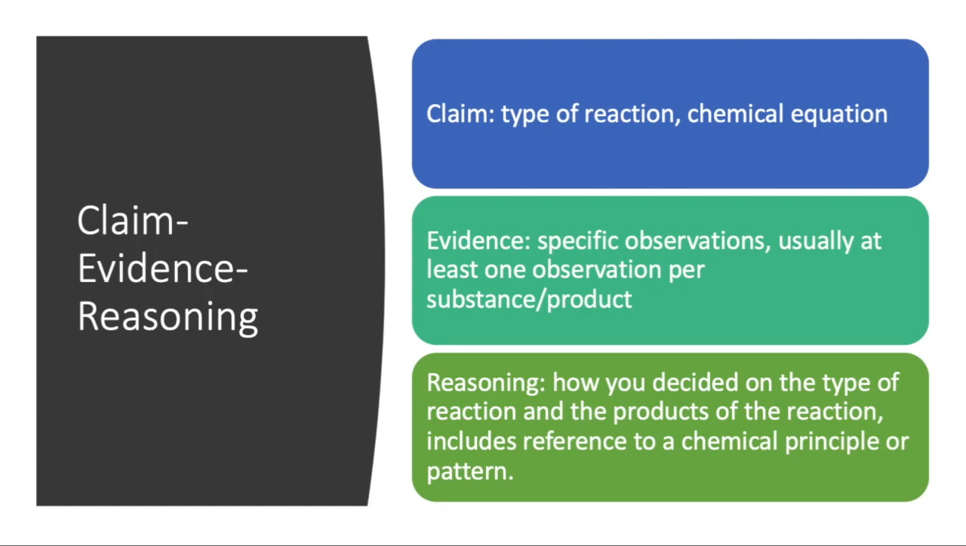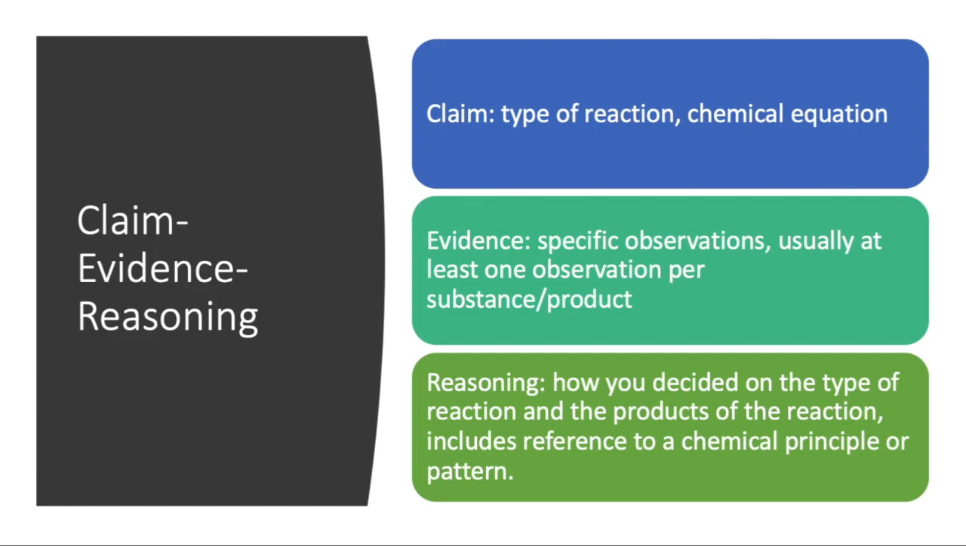Your lab report is also going to ask you to provide support for the claims that you're making, such as the type of the reaction and the chemical equation, by providing specific observations or evidence. Usually each substance has some kind of observation associated with it. And then you should connect the evidence and the claim with reasoning, which is how you decided on the type of the reaction and the products of the reaction. And this should include a reference to a chemical principle or a pattern.